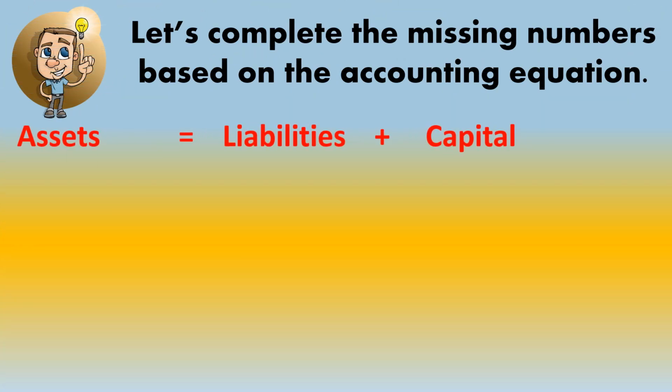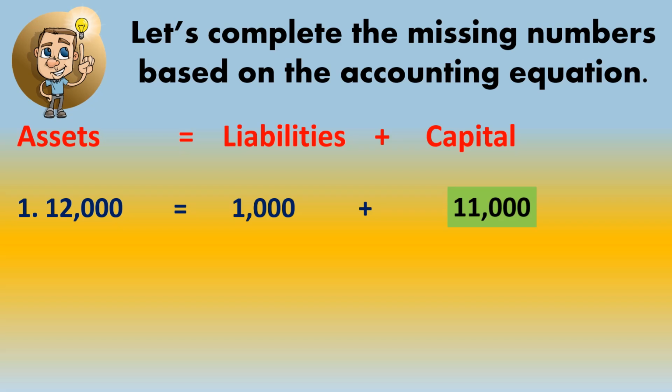Now, get a pen and a piece of paper so that we can use the accounting equation in a few questions. Question number 1. Assets 12,000, liabilities 1,000. What's the capital? All we have to do is subtract the liabilities from the assets. So the answer is 11,000.